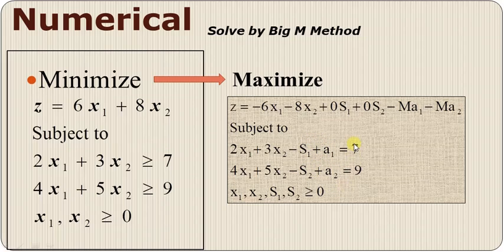Now you can see on the right hand side we have positive values, that is non-negative values. This is also important: x1, x2 and the slack variables should be greater than or equal to 0 in the final solution. So in this way we can convert this minimize question into a maximize one.